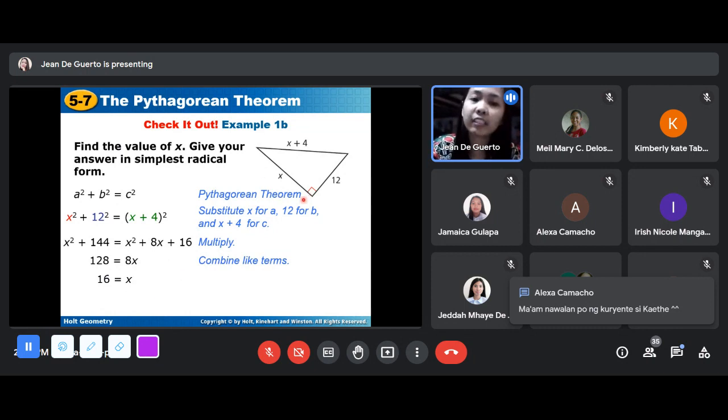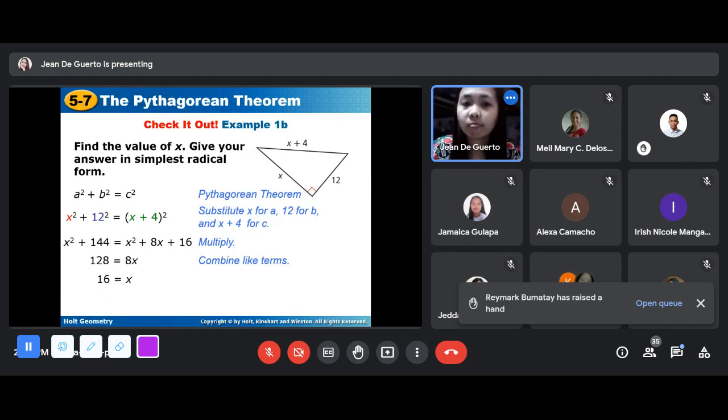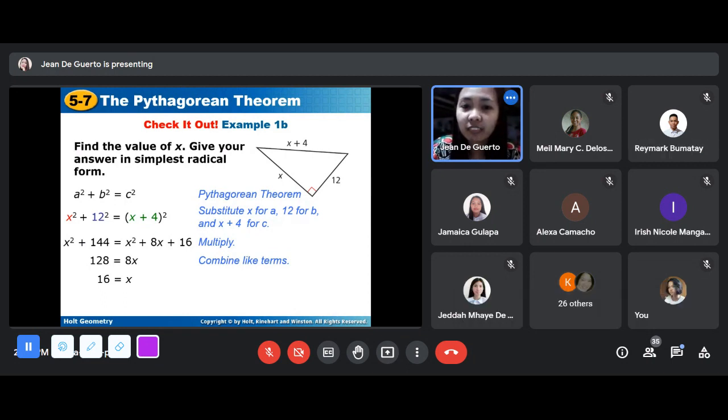Okay, so if x is 16, what will be the length of our hypotenuse? Yes, we have. Remark? 12, ma'am. Okay, we have 20. Ay, oh, tama. 16 plus 4, so we have 20.